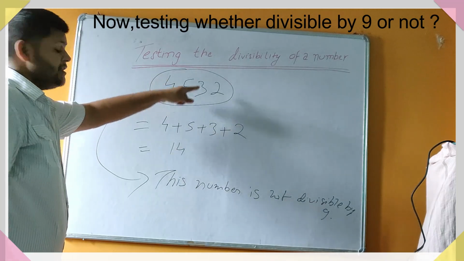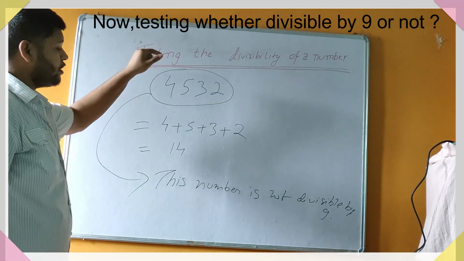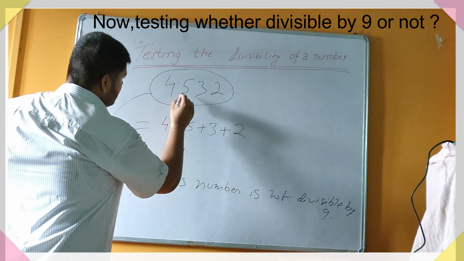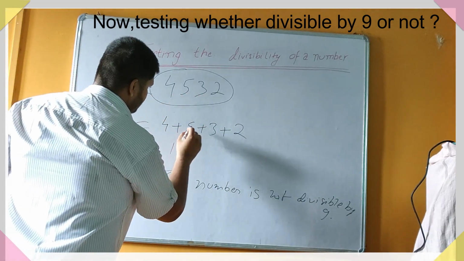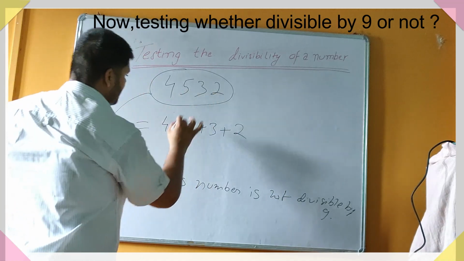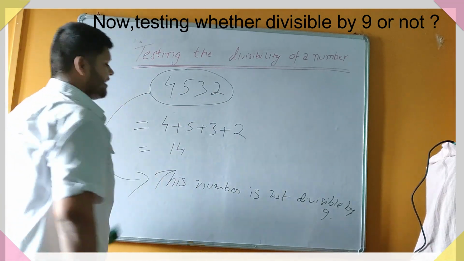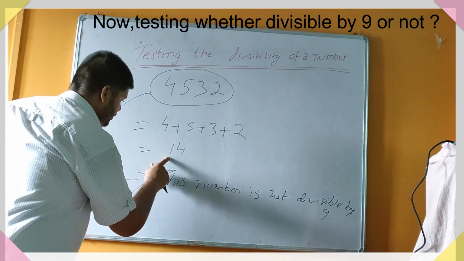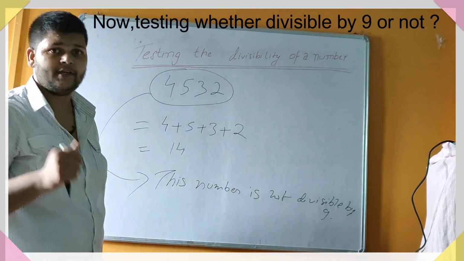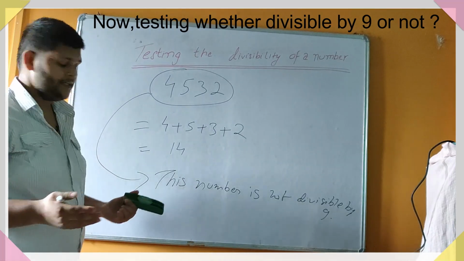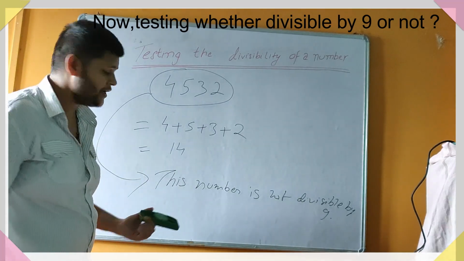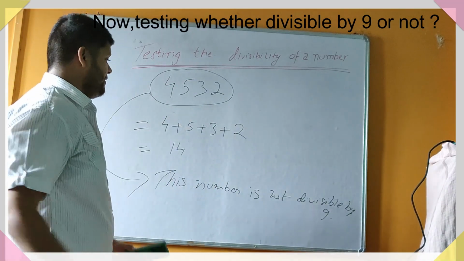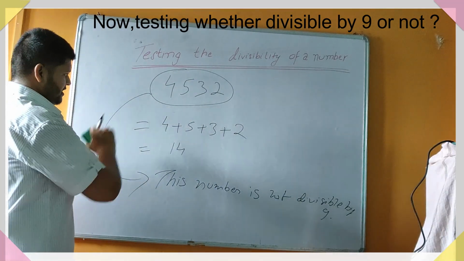Whether this whole number is divisible by 9 or not, how can we test it? This can be tested by adding all the digits. Here I am adding all the digits of the given number and I am getting the result as 14. We have to see whether this 14 comes under the table of 9 or not. In the table of 9, 14 is not occurring. That's why this whole number is not divisible by 9. Okay, I hope you are clear with this concept.